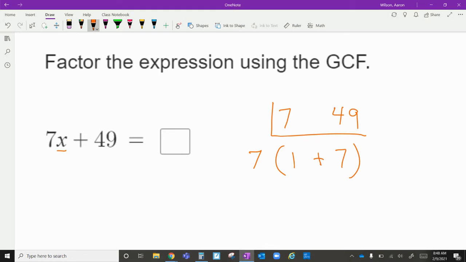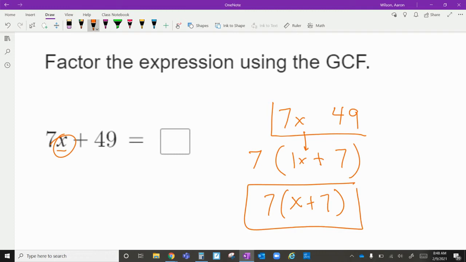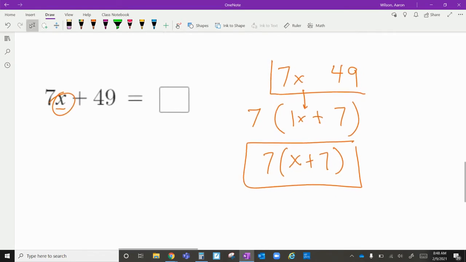Now, the only thing we have to add in there is, keep in mind, we kind of left our x behind. So we're just going to put that right back in there. Now, we don't need to write it as 1x because 1x is simply just x. So it looks like this. Believe it or not, this is the answer, and I can check it. What I mean by check it is do the distributive property and see if we end up where we started.